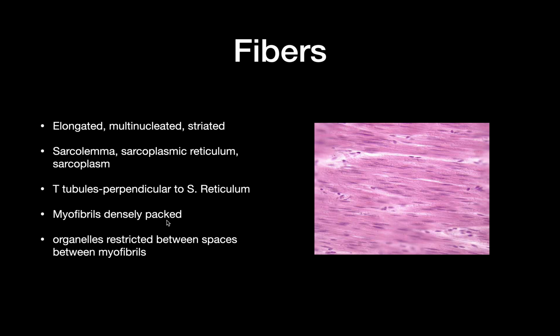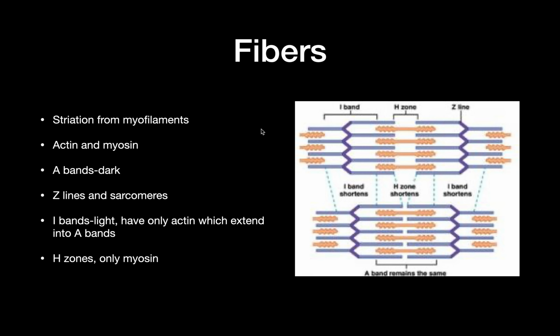Myofibrils are densely packed and embedded in the fiber, and the other organelles are kind of restricted between the spaces between the myofibrils. So as you can see here, they're kind of limited right here, right here, right here. So the fibers gain their striation from their myofibril filaments, and those are made out of actin and myosin.